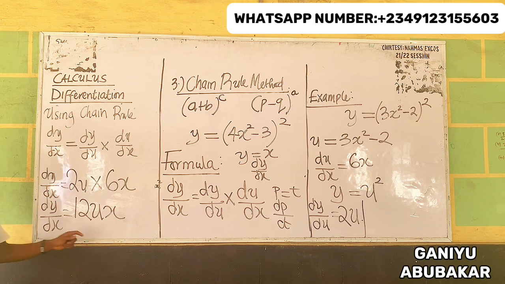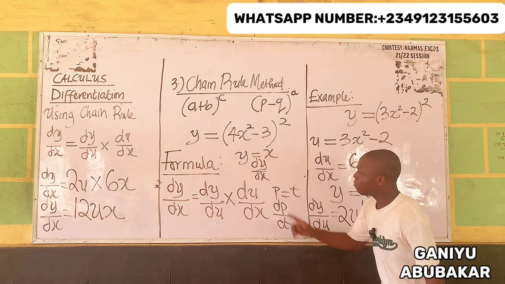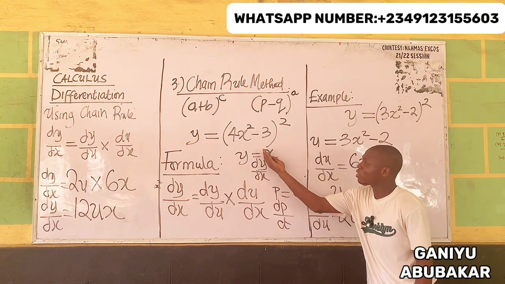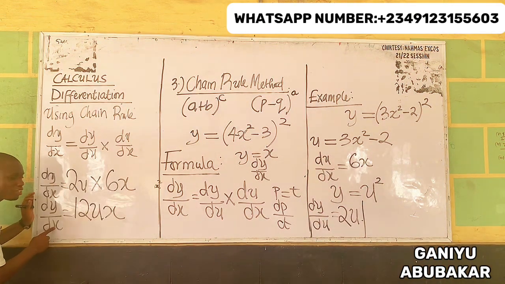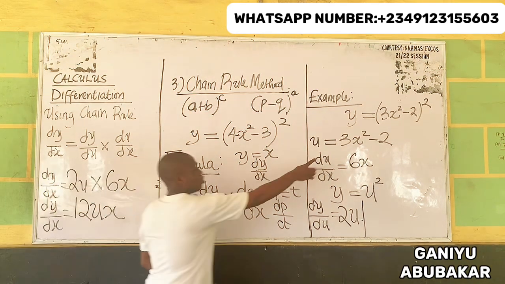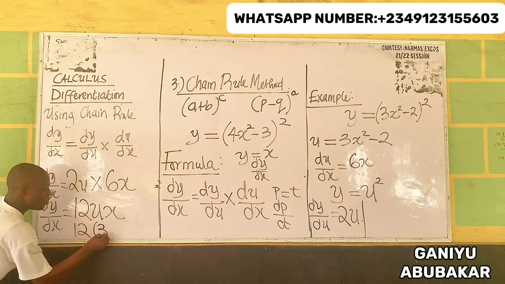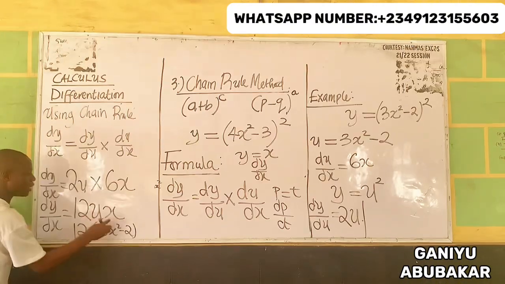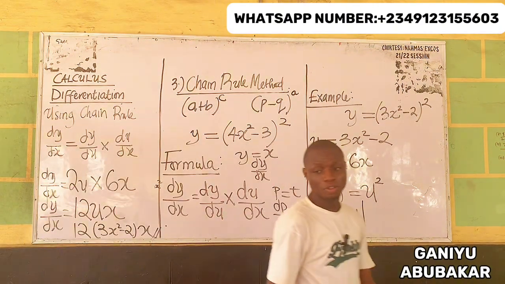If I leave it this way, it's not proper. You know why? If I have dy over dx, everything should be in x, and I'm seeing u here. What is u? So my answer becomes 12 into what? What's u? 3x squared minus 2, and then x. This is chain rule, please.